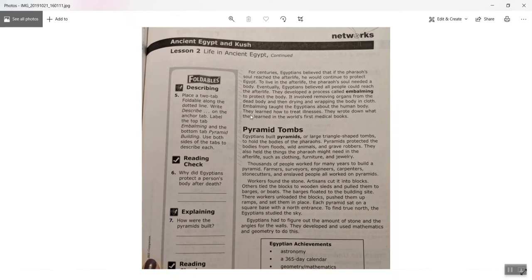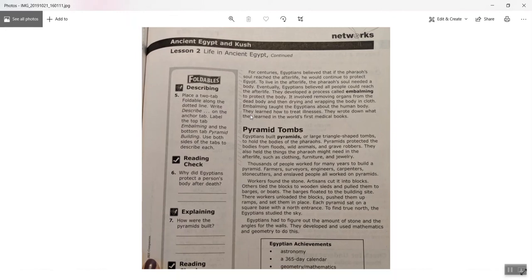Egyptians built pyramids, a large triangle-shaped tomb to hold the bodies of the pharaohs. Pyramids protected the bodies from floods, wild animals, and grave robbers. They also held the things that the pharaoh might need in the afterlife, such as clothing, furniture, and jewelry. Thousands of people worked for many years to build a pyramid.